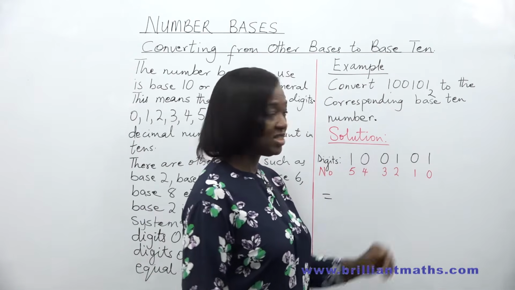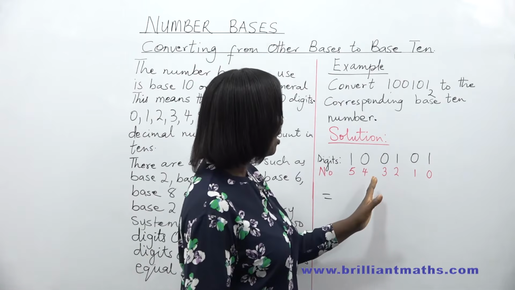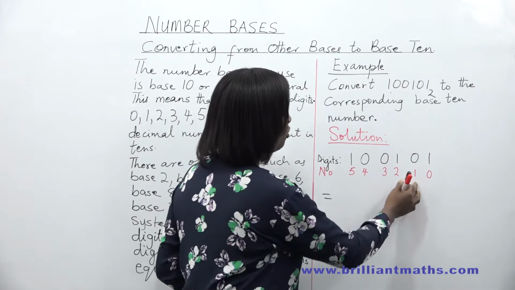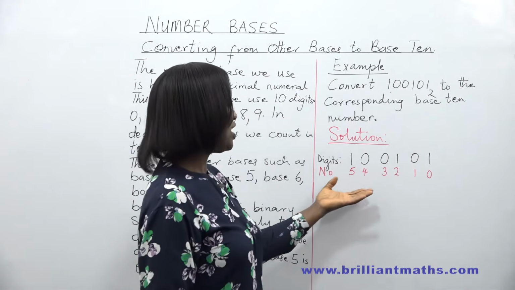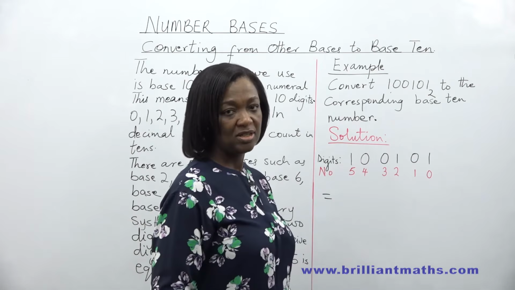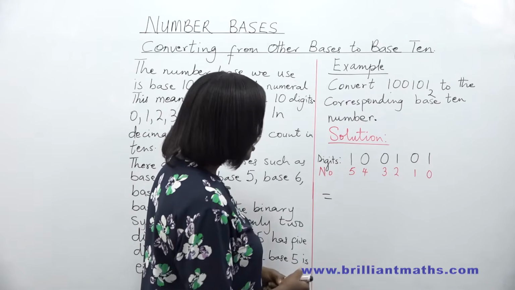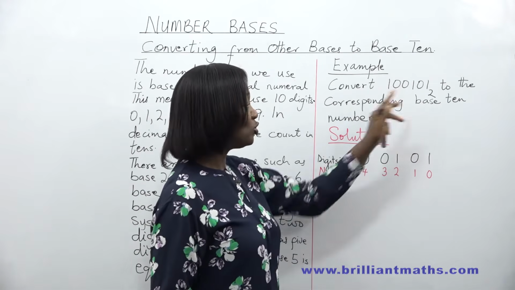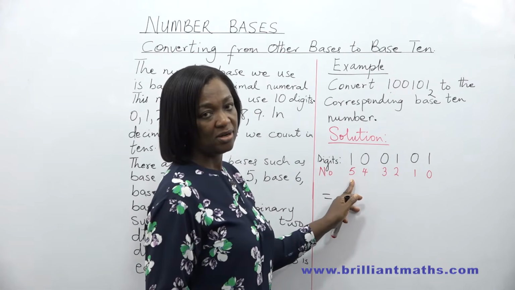So you write out the digits and then count the number of digits starting from 0. So 0, 1, 2, 3, 4, 5. Do well to write them under each digit so it will make your work easier. Next, we're going to multiply each digit by 2 to the power underneath.